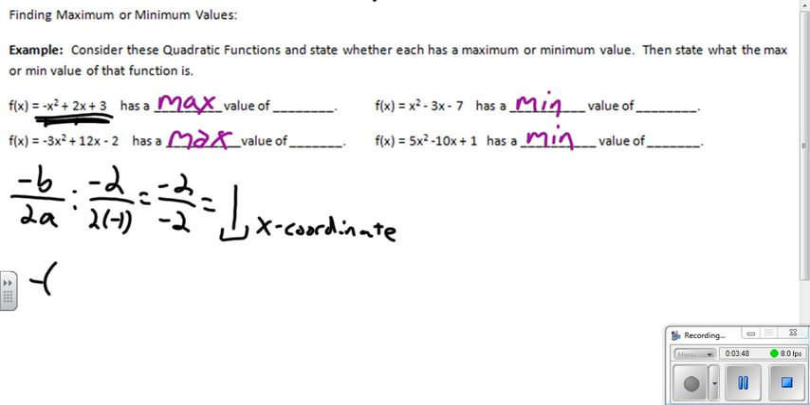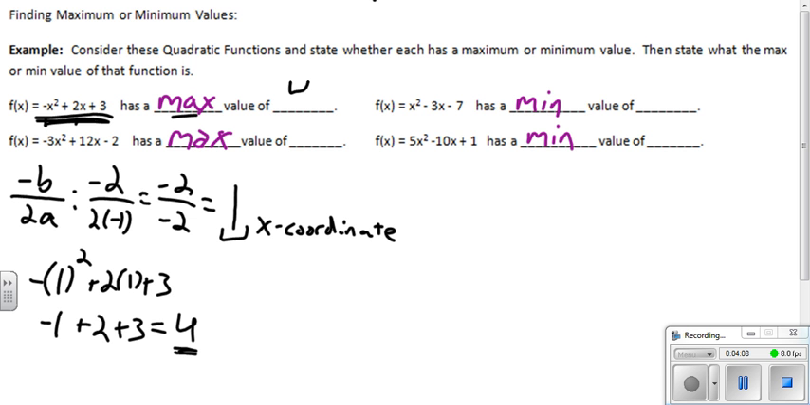So we'd say that it's negative 1 squared plus 2 times 1 plus 3. 1 squared is 1, so we have a negative 1 plus 2 times 1 is 2 plus 3, which in this case looks like our y value of the vertex, which is also our max value, is 4.